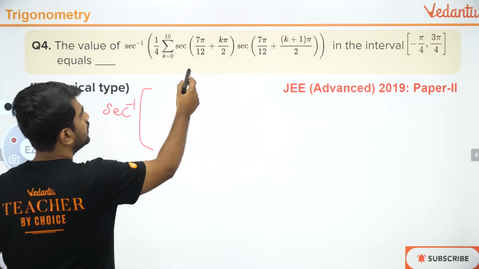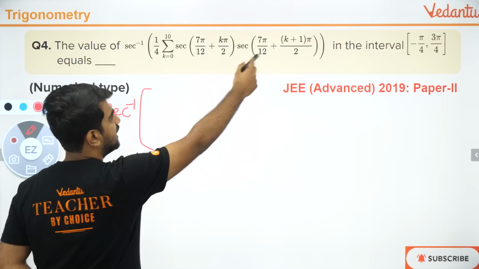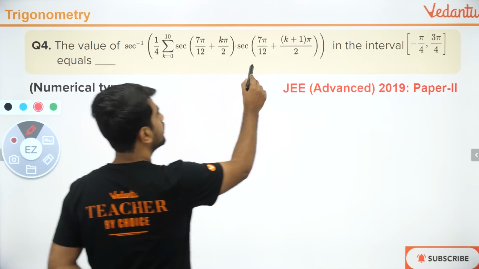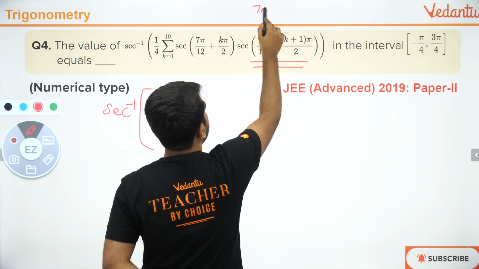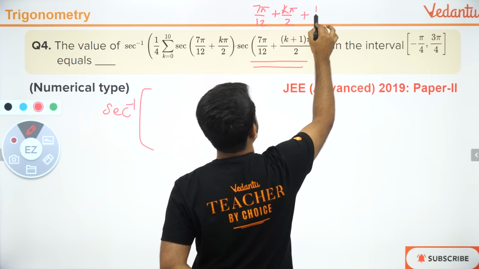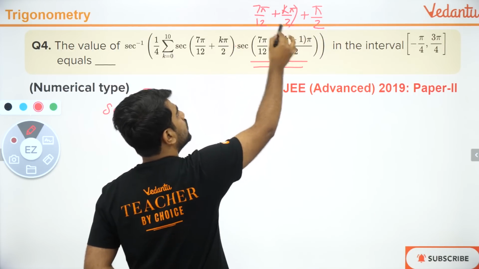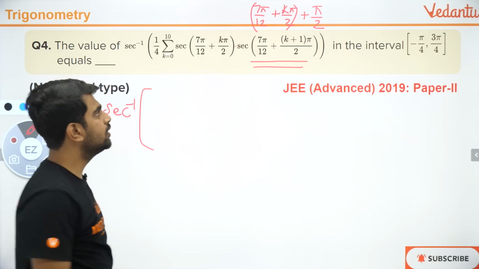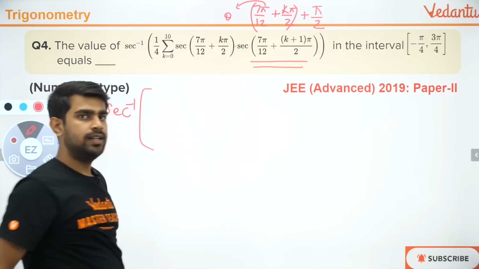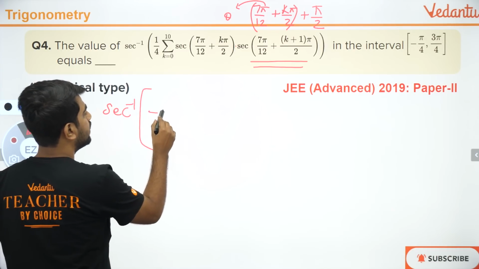1 by 4 times secant of 7 pi by 12 plus k pi by 2, into secant of 7 pi by 12 plus (k plus 1) pi by 2. So guys, the trick lies here. Expand this, so you will get 7 pi by 12 plus k pi by 2 plus pi by 2. Can I say this is nothing but secant of pi by 2 plus theta? If I call this theta, I can say this term is secant of pi by 2 plus theta. What is secant of pi by 2 plus theta? It is nothing but minus cosecant theta. So I'll take that minus out.